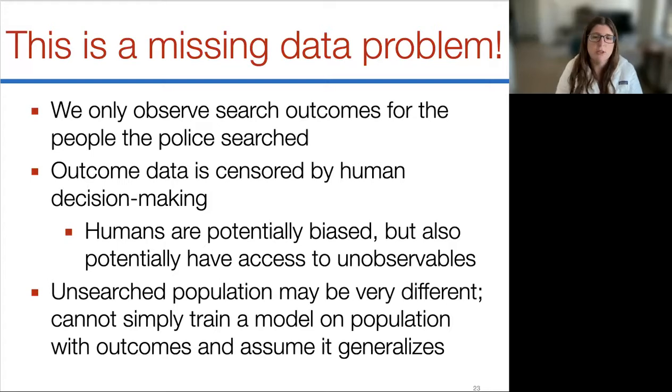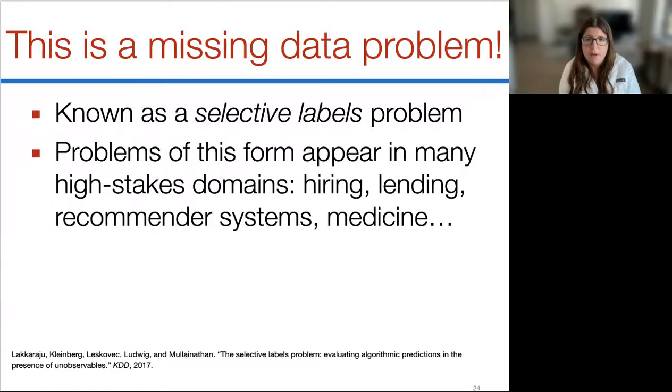We cannot, for example, simply train a model on the population with outcomes, the searched population, and assume it generalizes to the unsearched population. This problem has been known by many names in various literatures. The term I'll use here is a selective labels problem, which was introduced in a paper a couple of years back. But in various forms, like statistics, econometrics, et cetera, this has been studied for a long time. And problems of this form appear in many domains besides policing, as I'll discuss, including hiring, lending, medicine, etc. So this is a very, very broad problem.